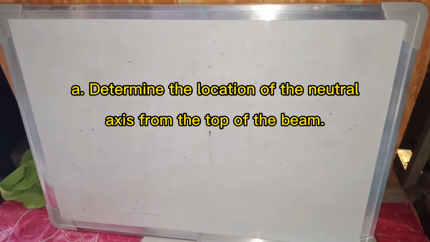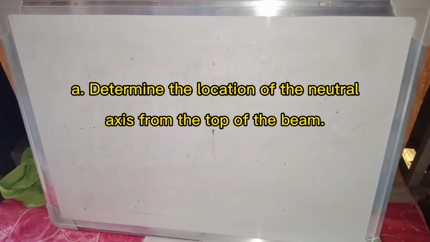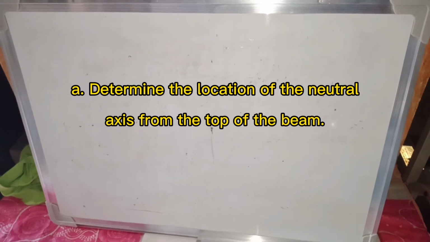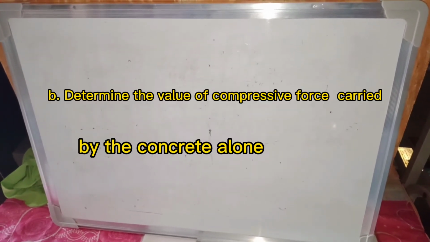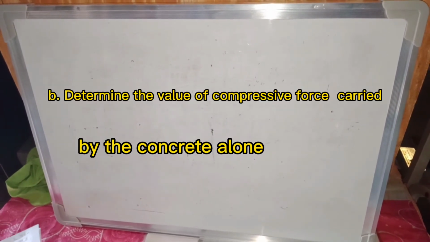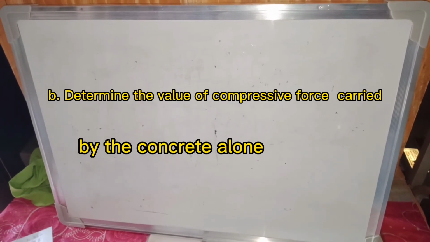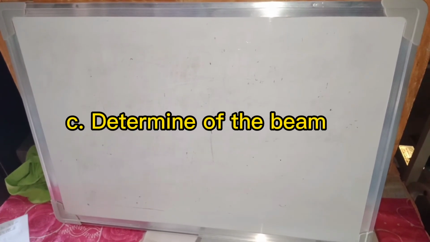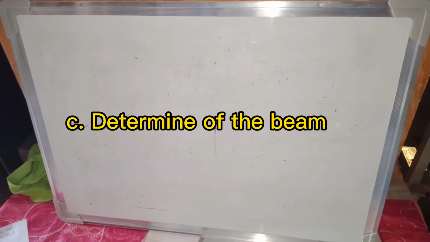First, letter A is to determine the location of the neutral axis from the top of the beam. Letter B is to determine the value of the compressive force carried by concrete alone. And letter C is to determine the ultimate capacity of the beam.